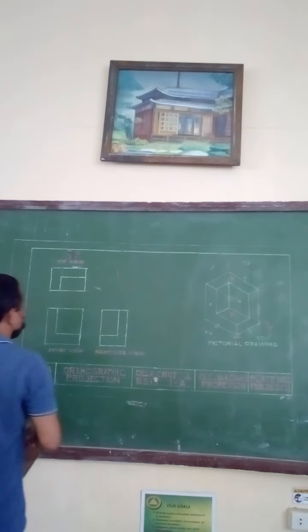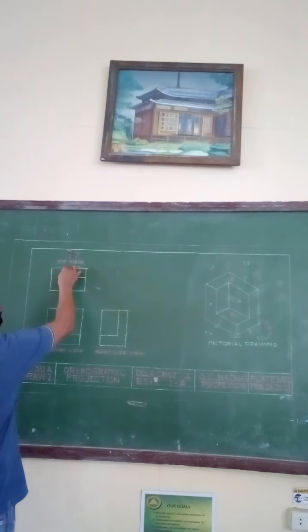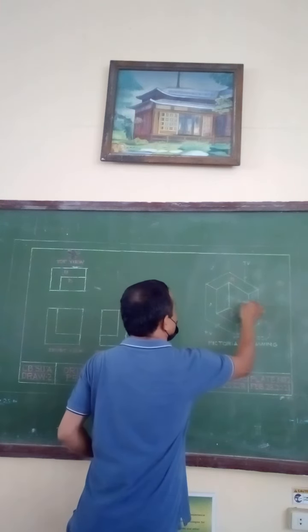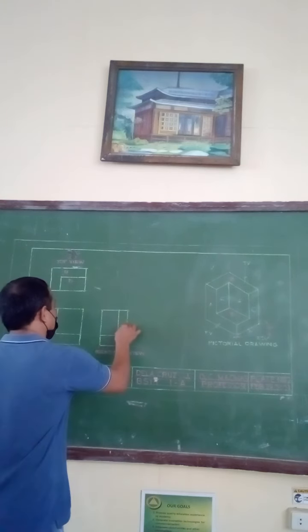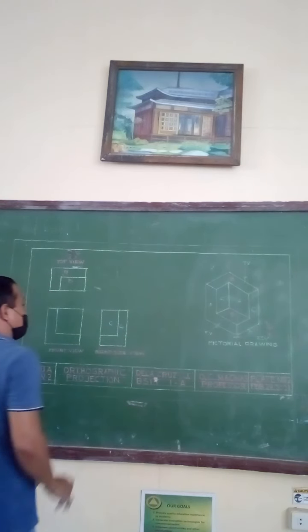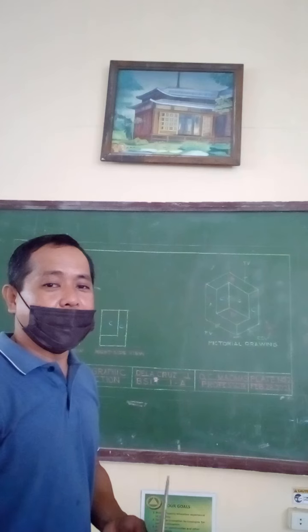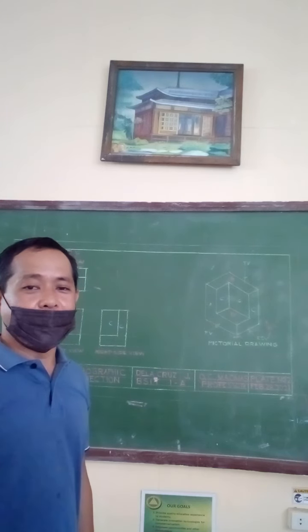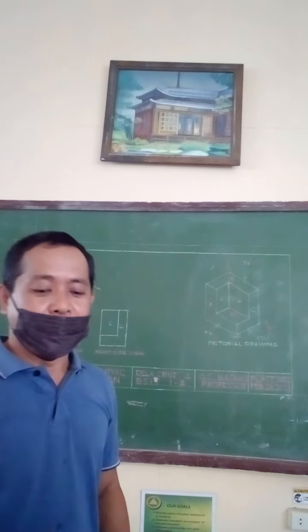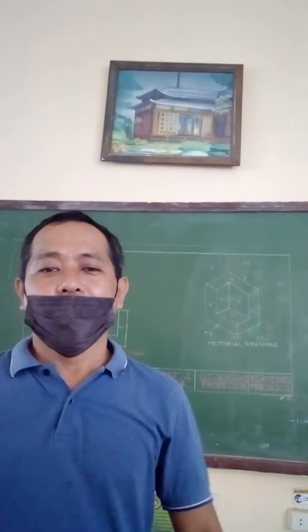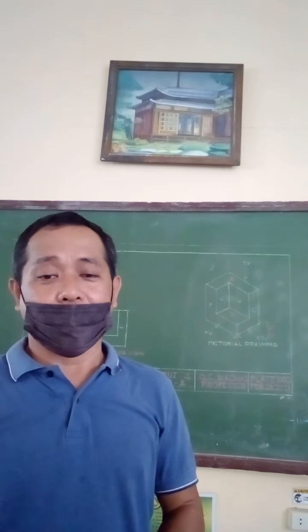So, on the top, we observe it is letter B. And at the right side view, we observe it as letter C. So, this is now the finished product, the finished drawing of the three principal views as we observe. It is an actual demonstration of the orthographic drawing.